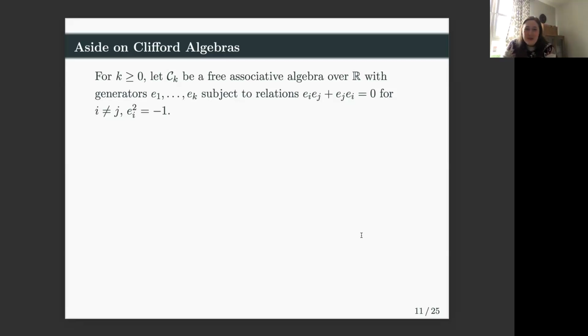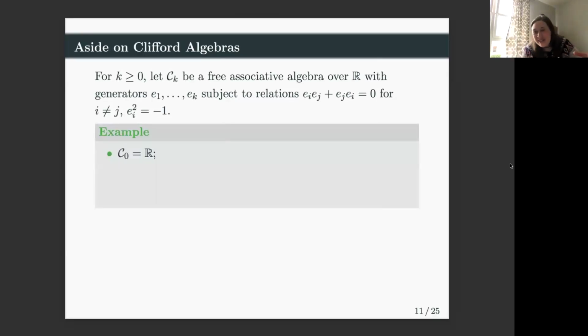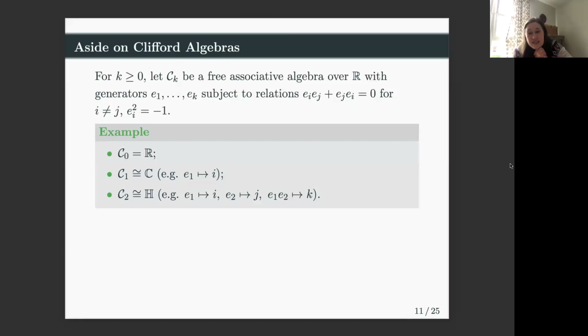Unfortunately, I have to tell you something about Clifford algebras for a second. I'm not an expert in Clifford algebras, so probably other people know more about them than me. If you're annoyed by what I say about them, I'm sorry. But k is some integer bigger than or equal to 0. I'm going to let Ck be my notation for a free associative algebra over the reals with k generators. These generators have to satisfy two relations. Each generator has to square to -1, and ei times ej has to be equal to minus ej times ei. There's a lot of stuff packed into here, but let's not focus too much on the details. C0 is just the reals. C1 you can identify with the complex numbers, for example. And C2 is non-canonically isomorphic to the quaternions.